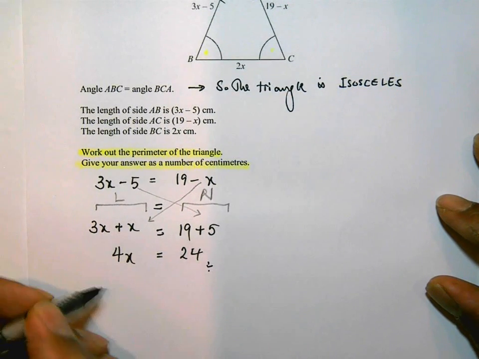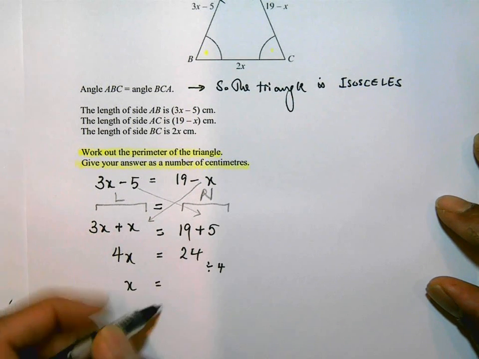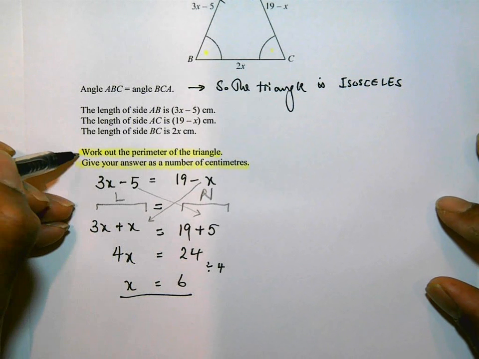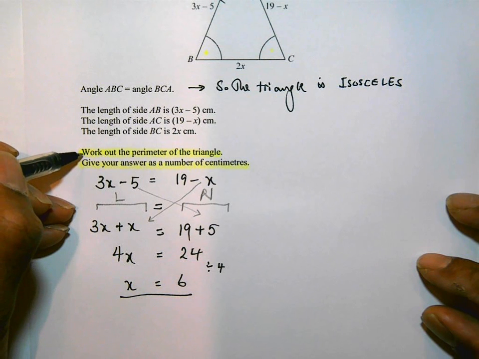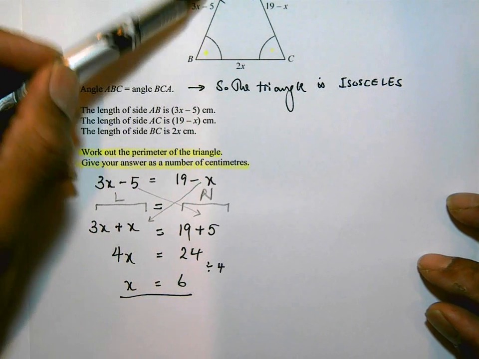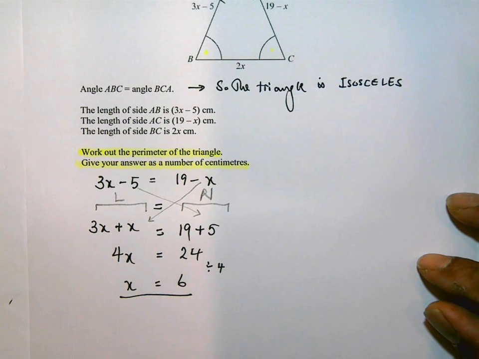Now a lot of people might stop at this point. But if you go back to what the question asked, just to check that you have answered it, this question says work out the perimeter of the triangle. So the perimeter of the triangle is what you get when you add up the lengths of all the sides. So the lengths of all the sides are going to be what I get when I replace x with 6. So I have x is equal to 6.